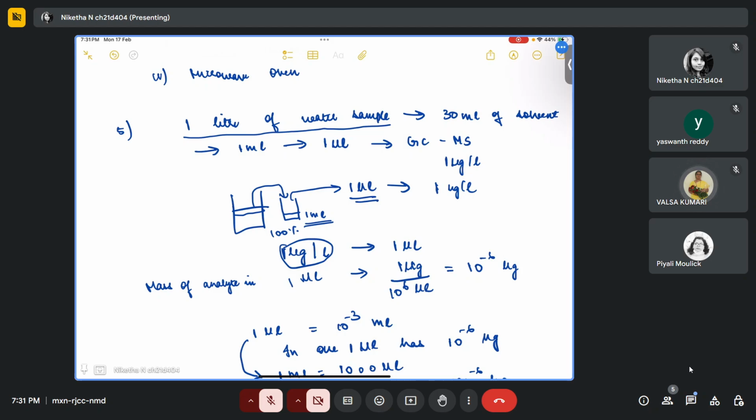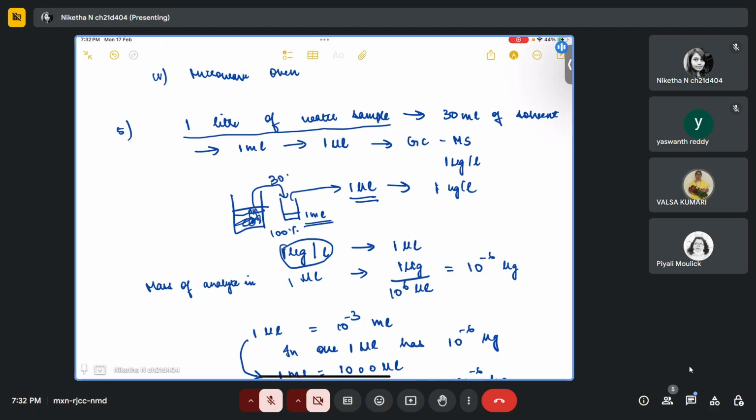I will repeat the whole thing once. What I was saying is, in 1 liter they are having some chemical. They are extracting it by adding a solvent, and that solvent they are reducing to 1 ml. So whatever chemical was present in this 1 liter got dissolved into the solvent, and all of it has been taken to another container.